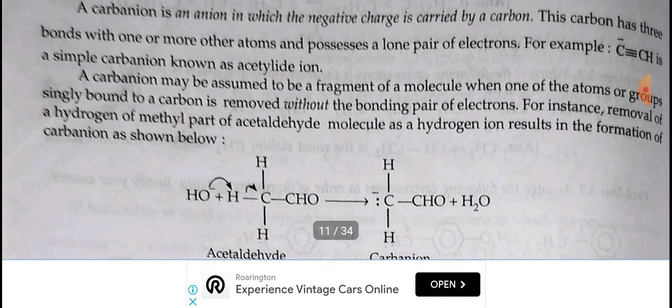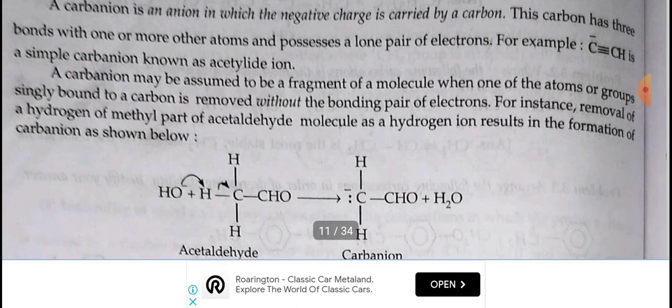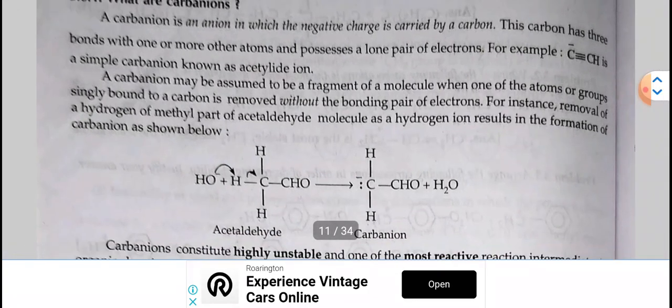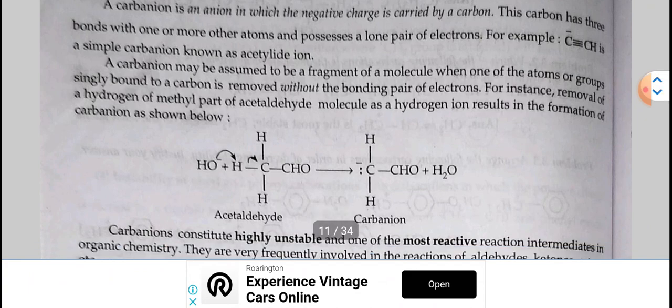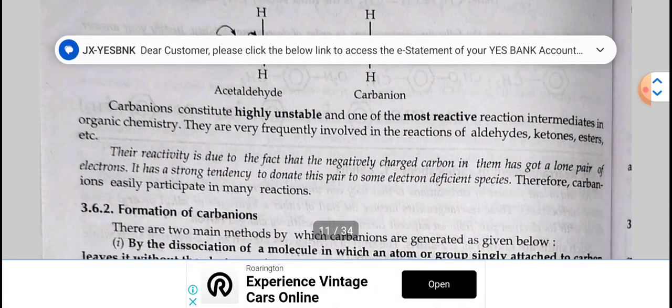A carbanion may be assumed to be a fragment of a molecule when one of the atoms or groups singly bound to a carbon is removed without the bonding pair of electrons. For instance, removal of a hydrogen of the methyl part of the acetaldehyde molecule as a hydrogen ion results in the formation of a carbanion as shown below.